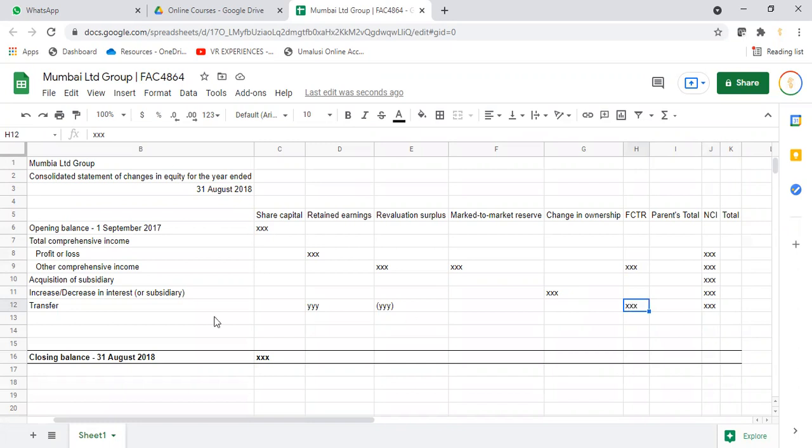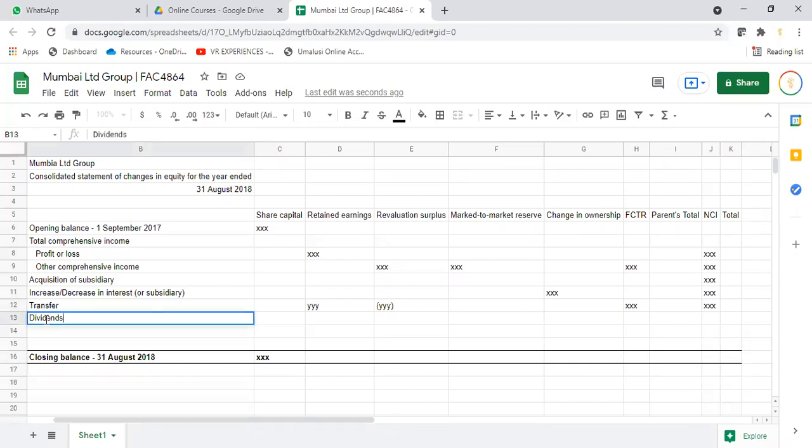So we'll deal with the details. I get the big picture. Okay, I'm just trying to see what else did I miss. Okay, profit or loss, other comprehensive income, acquisition of a sub, increase, decrease, yeah, transfer. Okay. Then we would have dividends.